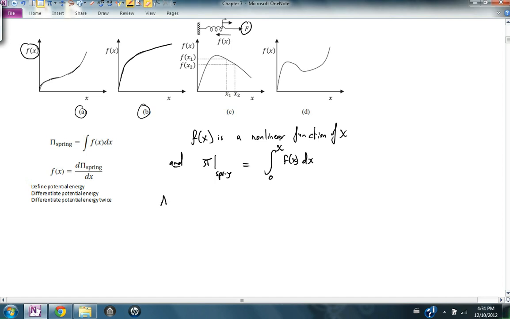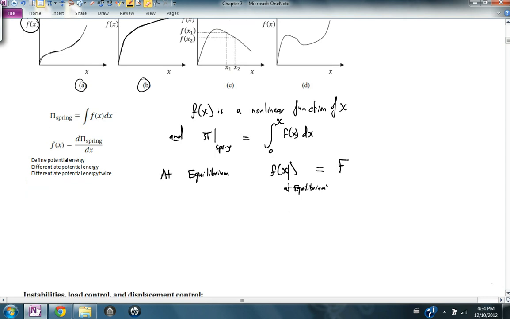Now, at equilibrium, the force in the spring is equal to the outside force F. So we're pulling the spring with a force F, and the energy of the system is equal to the energy of the spring, Pi spring, minus the work done by the external forces, which is the external force capital F times x. The energy is equal to 0.